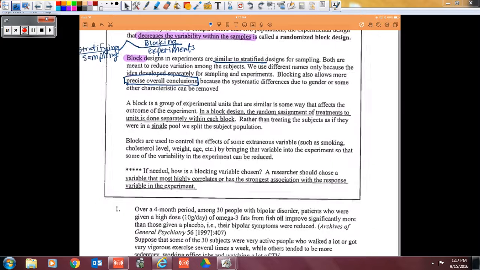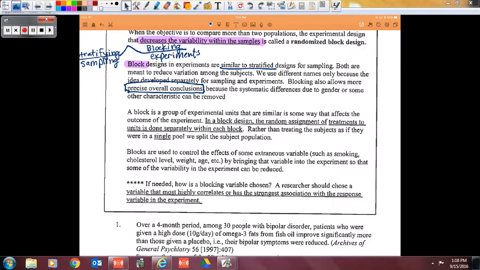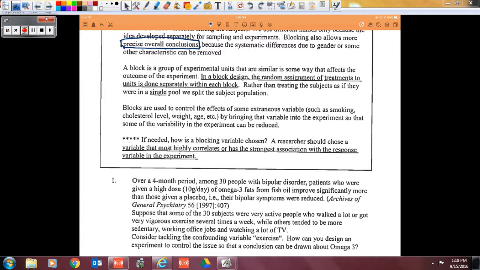All right, so back to here. So one of the keys is that we're going to block to control the effects. Here we go. We're going to block to control the effects of some extraneous variables, such as smoking, cholesterol. Maybe you have those that smoke and those that don't smoke. And if you think smoking is going to affect your lung capacity, then you don't want to compare smokers to non-smokers. Okay?